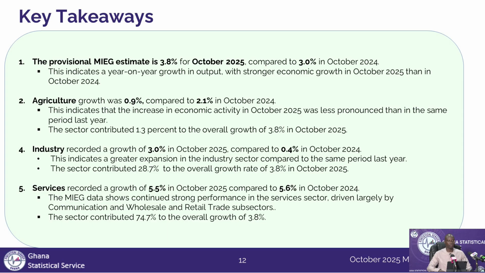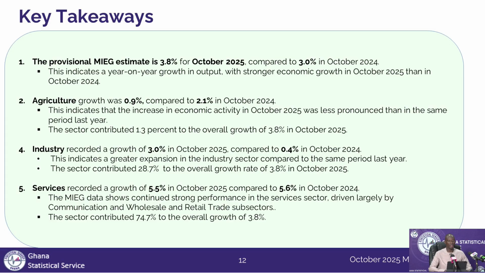From the data, we see that the key drivers of the October 2025 growth are manufacturing growth, which actually strengthened industrial performance, communication and trade, which boosted services, and seasonal agricultural activities, especially in the fishing subsector, which supported overall output.